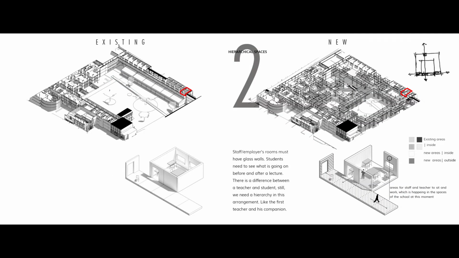Hierarchical spaces. Staff employer's room must have glass walls. So the idea here is to create more transparency between students and the teachers, while at the same time we create this hierarchy between student and teacher, so the education could move on. And also here I showed the platform of corridor and the existing.